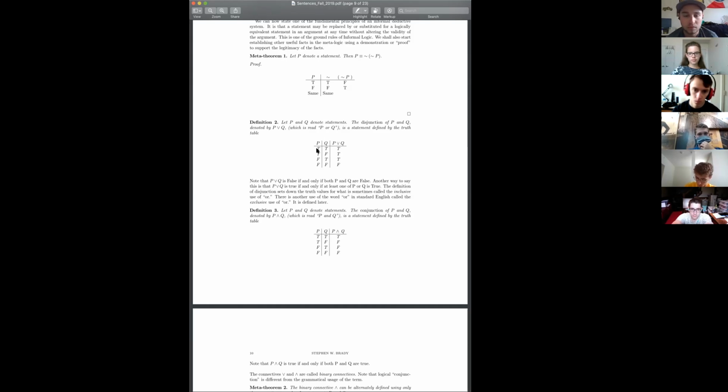Okay, so if I have P or Q, how do we say it? Well, if both of them are true, I think most people would say the sentence is true. If one of them is true and one of them is false, I think most of us would still say it's true. This is called the inclusive or. We're allowing one sentence to make the whole sentence true.